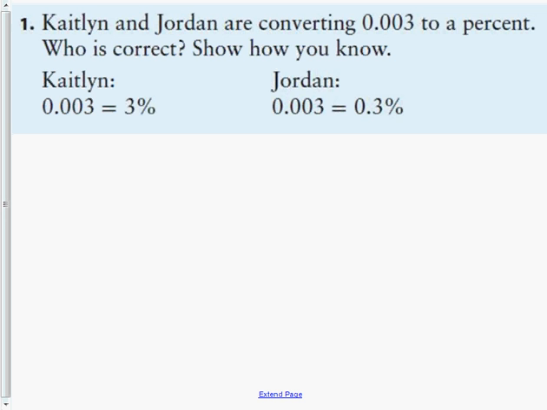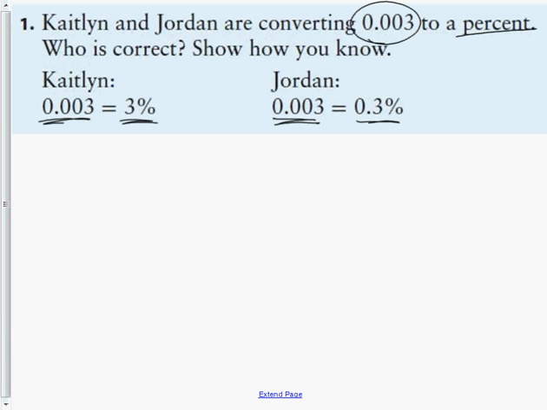So the first one says Kaitlyn and Jordan are converting a decimal. So they're going from a decimal to a percent. Kaitlyn said that this number here would be 3%, and Jordan said that this number here, which is the same, would actually be decimal 3%. Who is correct, and show how you know.